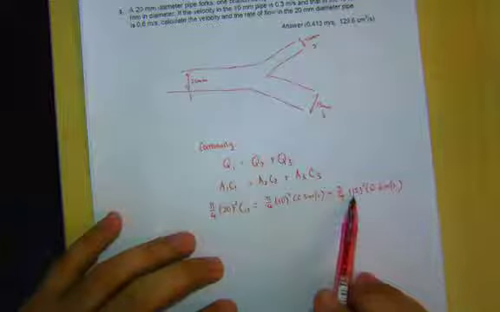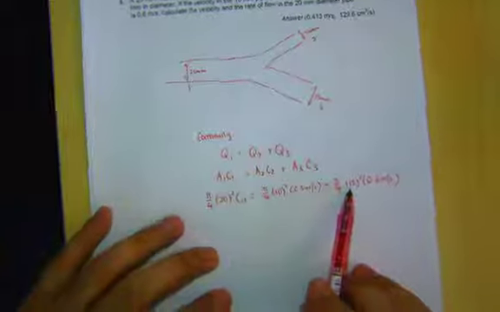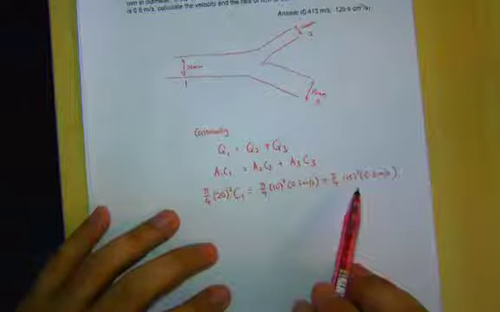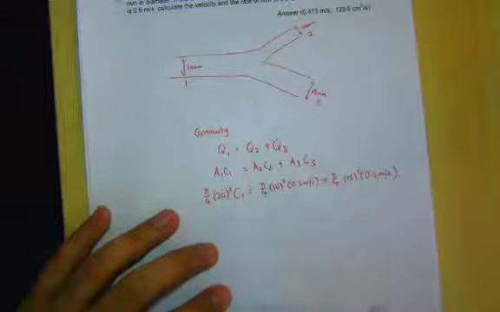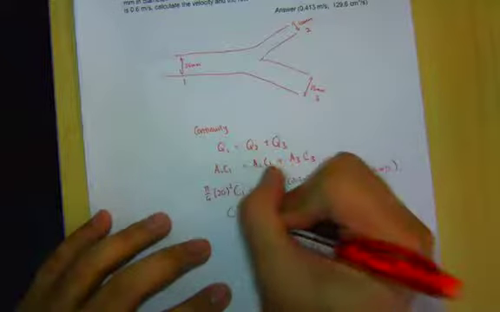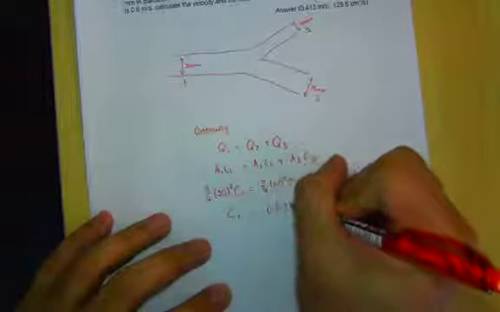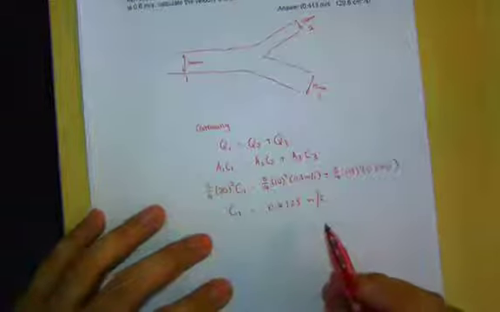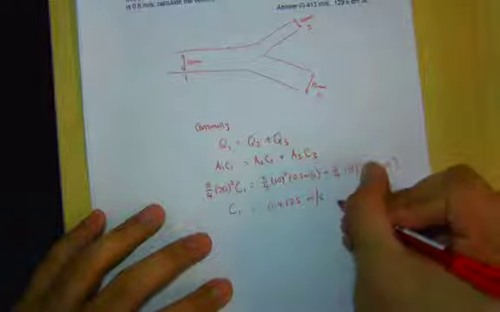You realize that I did not change the units for diameter, because all are in mm, so they will cancel off. If you work this out, your C1 will give you 0.4125 meter per second.